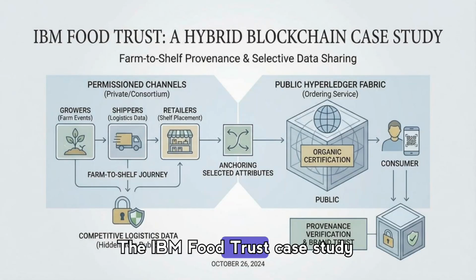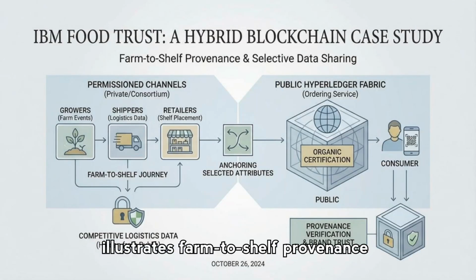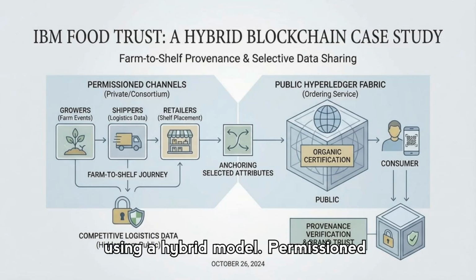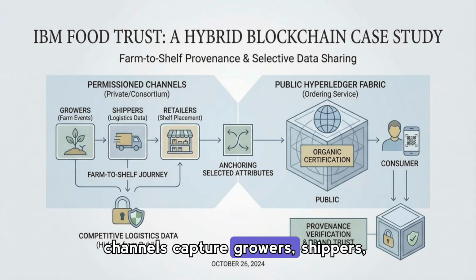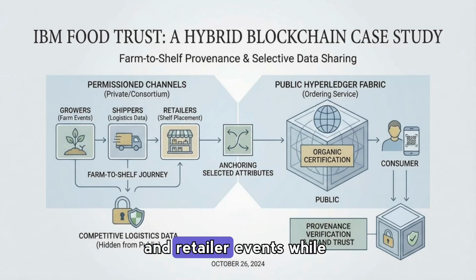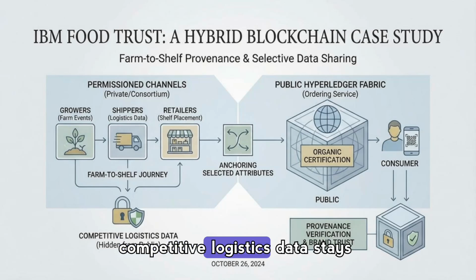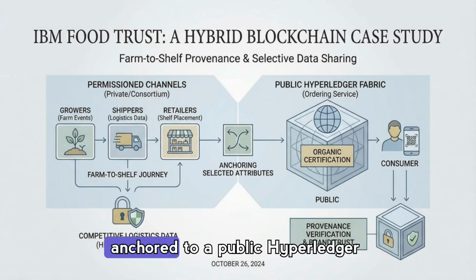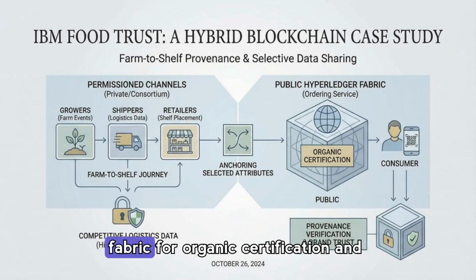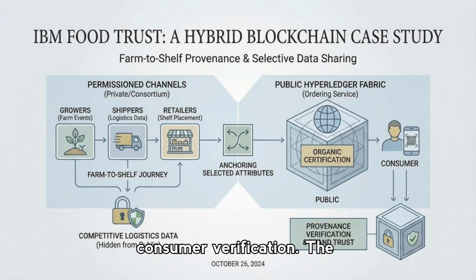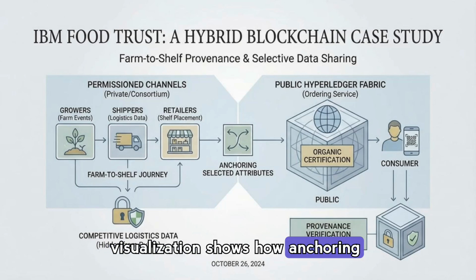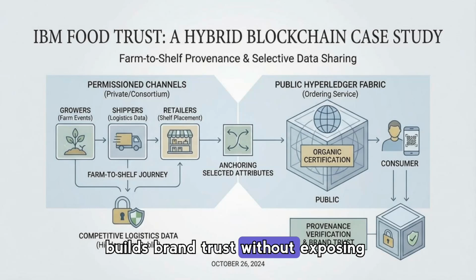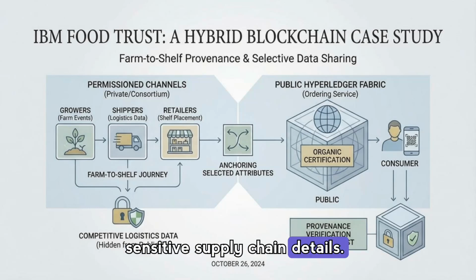The IBM Food Trust case study illustrates farm-to-shelf provenance using a hybrid model. Permissioned channels capture growers, shippers, and retailer events, while competitive logistics data stays private, and select attributes are anchored to a public Hyperledger Fabric for organic certification and consumer verification. The visualization shows how anchoring builds brand trust without exposing sensitive supply chain details.